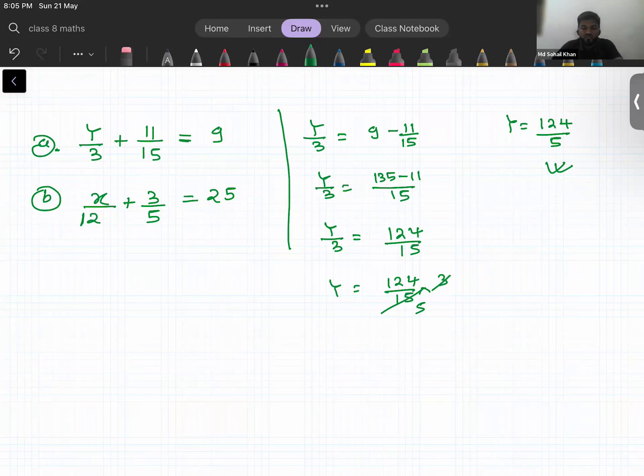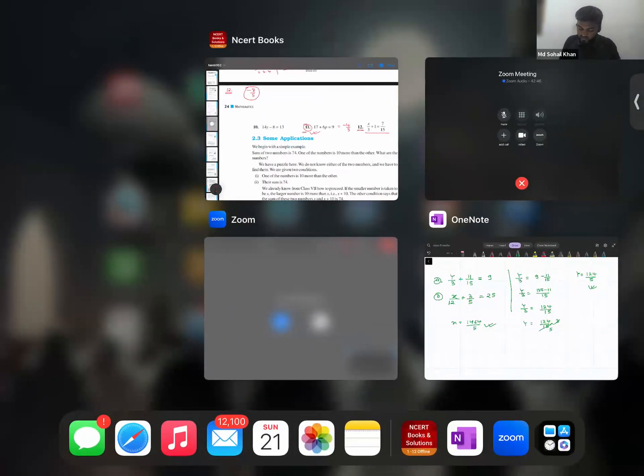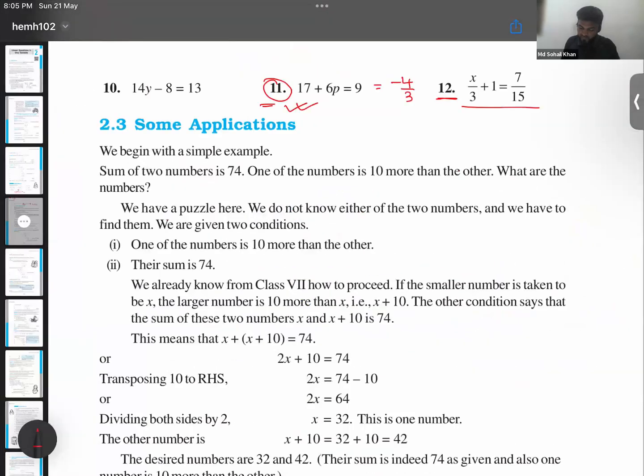x equals 1464 upon 5. Okay, that one is also correct. Very good, Ahmed. Now further you have got questions. Word problem questions? Yes, sir.